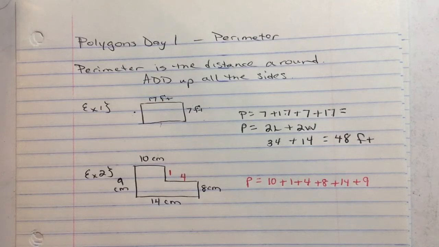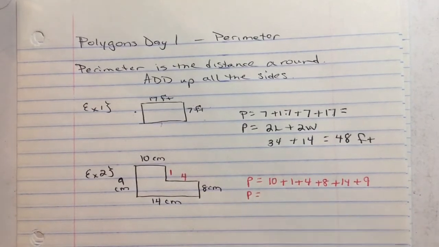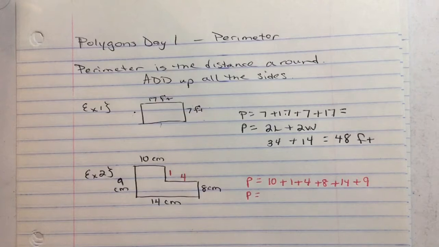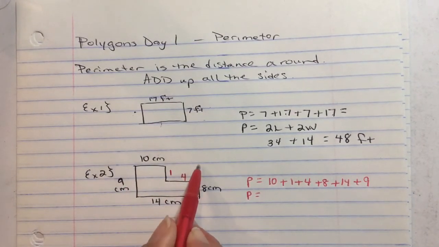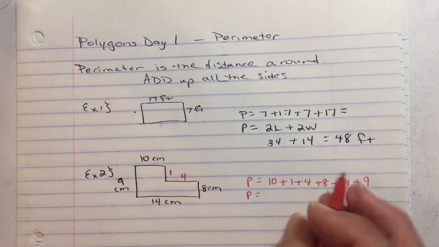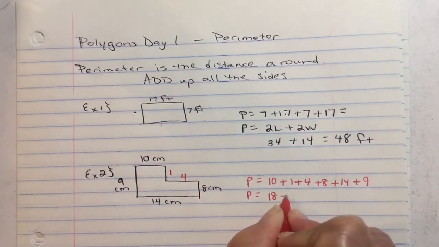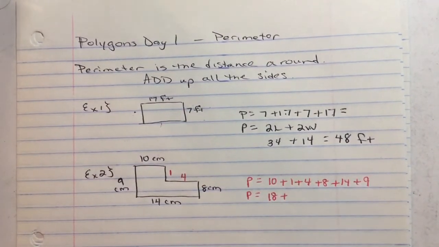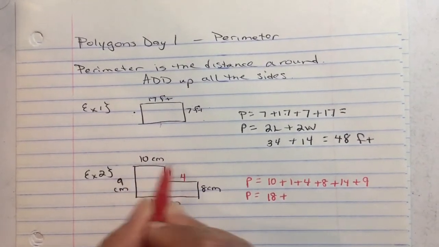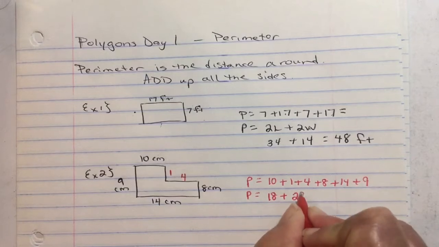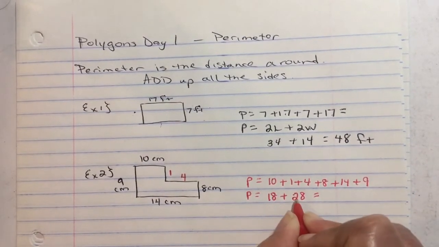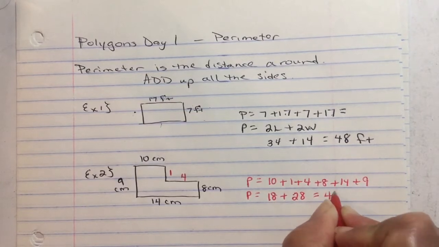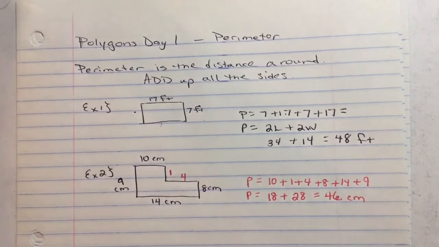Now, another way you can look at it is to pretend that this is a rectangle. If it's a rectangle, you have a 9 on the left. If you push this out, you would have a 9 on the right. 2 9s is 18. 14 on the bottom. If you push this up, it's 14 on the top. 2 14s is 28. Adding those together, you get 46 centimeters.